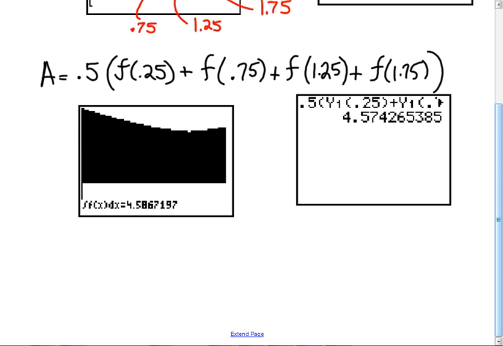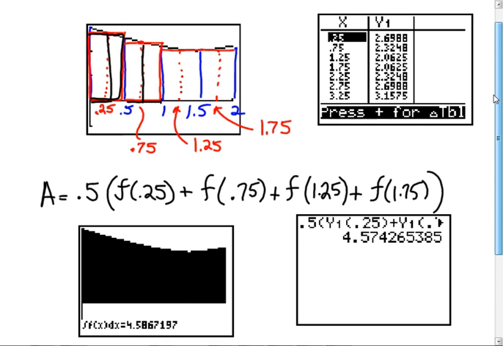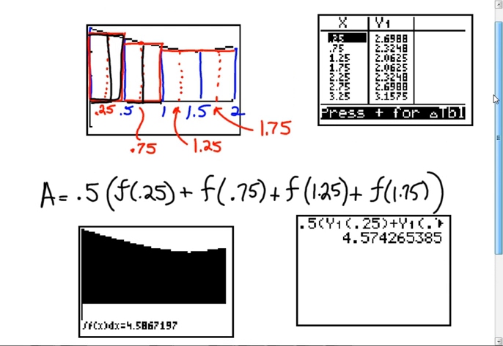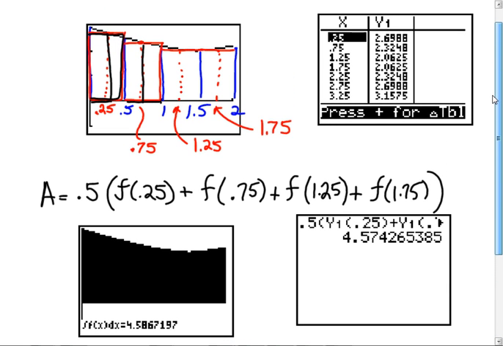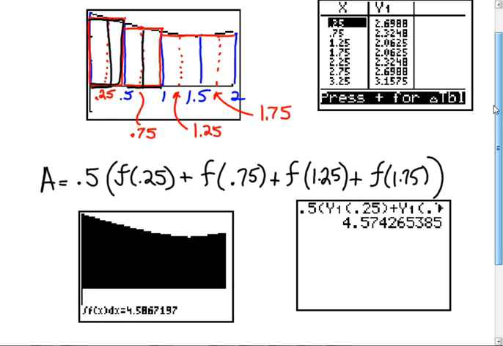4.58. We have 4.57. I don't think that's bad. Now, when I look at this picture, I can't really guarantee that that answer is going to be less than the actual area. So on part B, you have to read the words carefully. Now find the area under the curve between 0 and 2, choosing sample points to ensure that you have an underestimate. And you have to absolutely be positive it will be under.